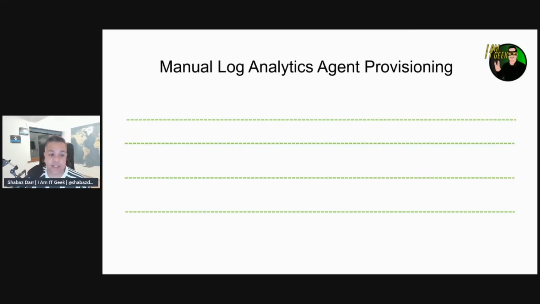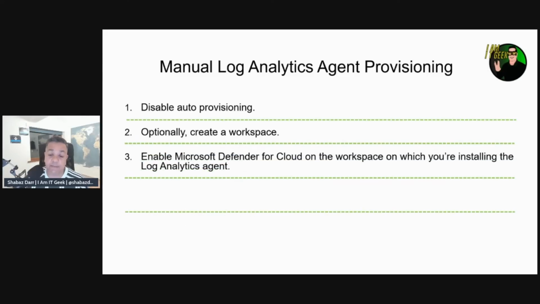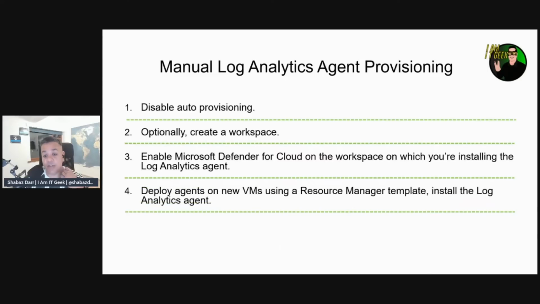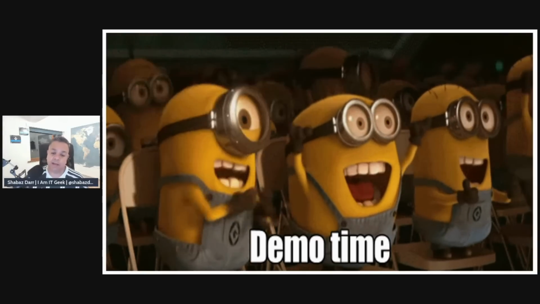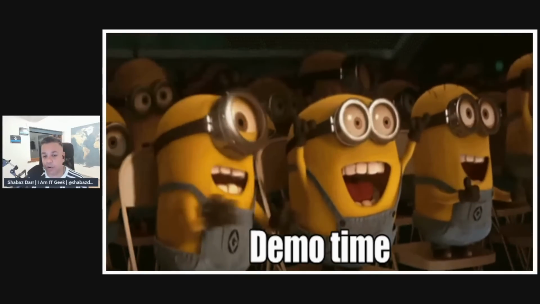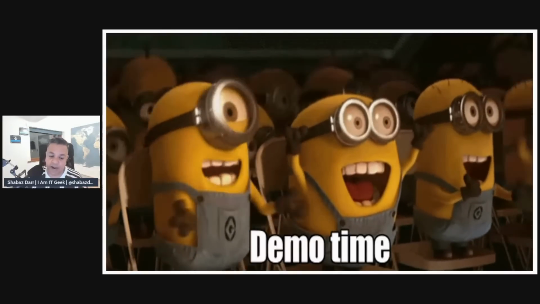So let's talk about manually installing the Log Analytics Agent on an Azure VM. The whole process is, first of all, to disable auto provisioning. Step 2 is, optionally, to create a workspace, which I'd recommend. Step 3 is then to enable Microsoft Defender for Cloud on the workspace on which you're going to be installing those Log Analytics agents. Step 4 is to deploy the agents on new VMs using the Resource Manager template and then install the Log Analytics Agent. And the final, fifth step is to deploy agents on your existing VMs. So a bit of a quick theory there. Again, I'm trying to cover the key points within the different learning paths, and try to focus a bit more on the demos.